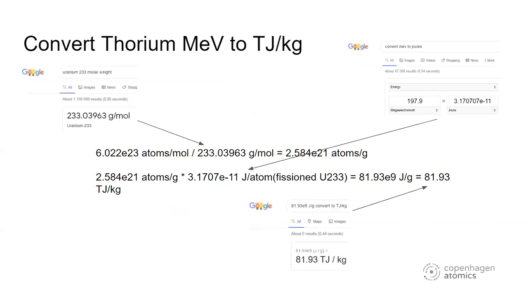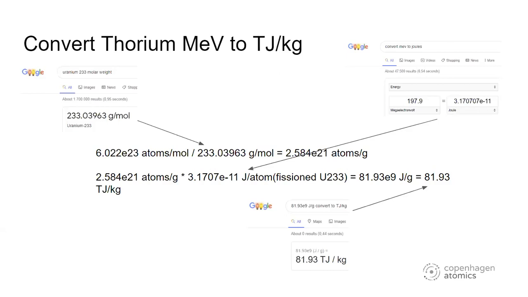To make that conversion, again, we need to Google a few numbers. First of all, we need to know the molar mass of uranium. We also did that on the last slide, but we need it here. And then we need to convert mega electron volts into joules. And of course, Google can help us with that as well. We can put in the 197.9 mega electron volts on Google, and it will tell us that this is equal to 3.17 something times 10 to the minus 11 joules for each fission.